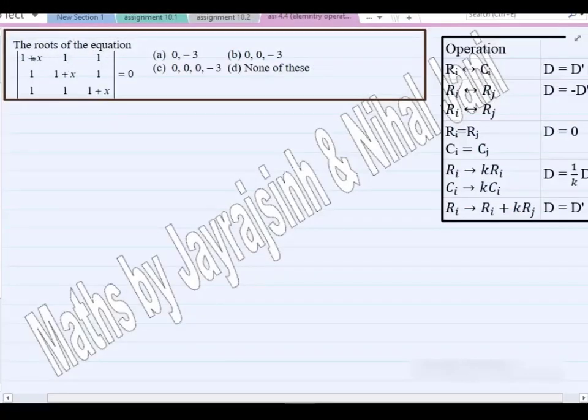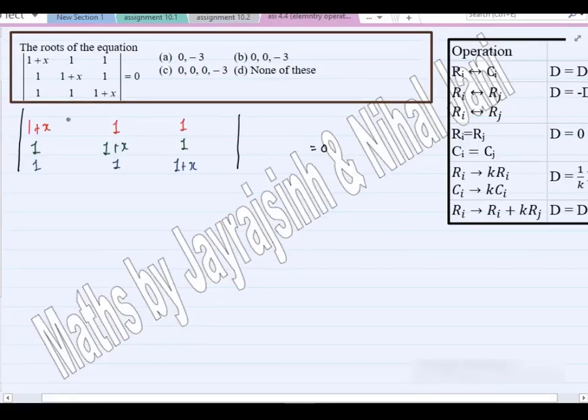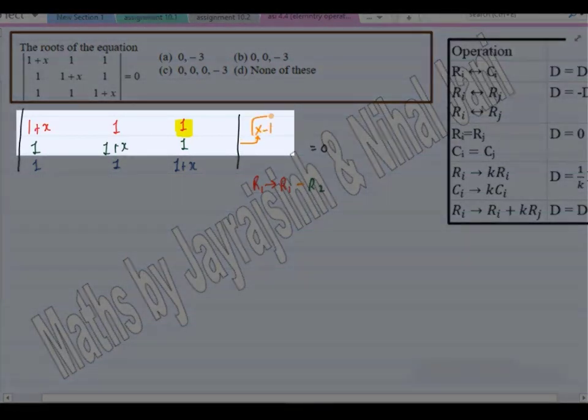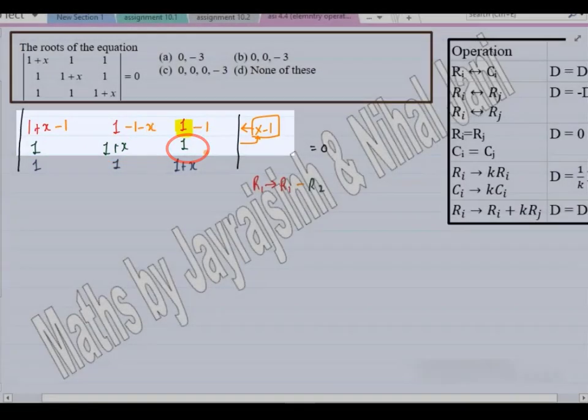We have to find the roots of this determinant equation. Now let's try to get as many 0s as possible. We can get 0 over here by taking the operation R1 gives R1 minus R2. That means you have to multiply minus 1 to the second row and add into the first one. So 1 minus 1 is 0, then minus 1 minus x and minus 1.